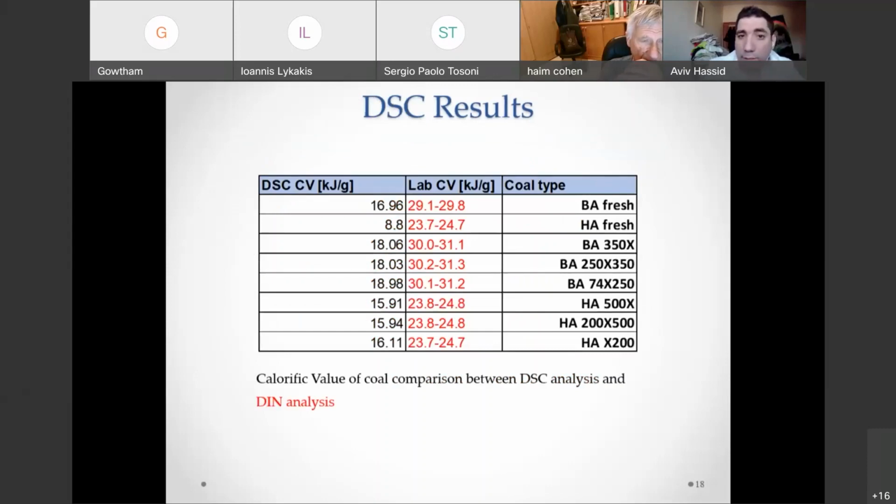Now, as for the DSC result, it's a different story, because the result we got from here are significantly lower than the result we got using the bomb calorimeter in the lab. Now, we presume that in order to improve this correlation, we need to improve our analysis of the DSC. For example, we need to improve the calibration of the DSC for each gas separately.